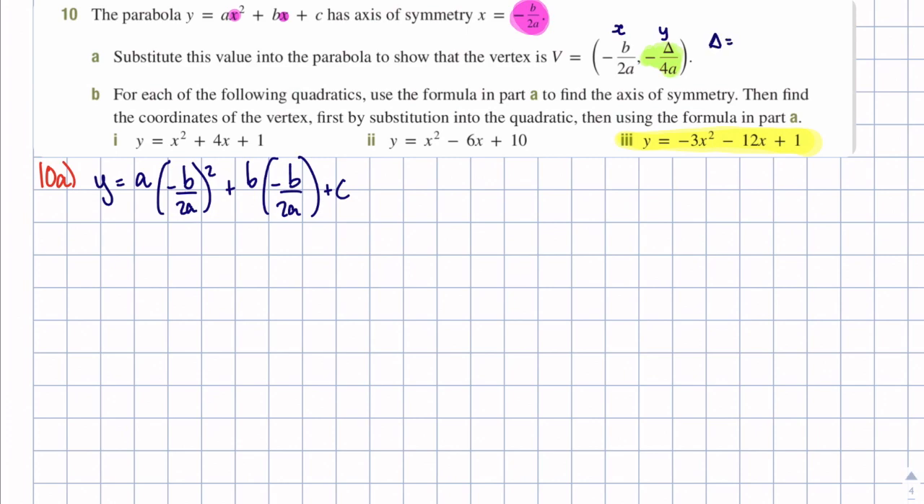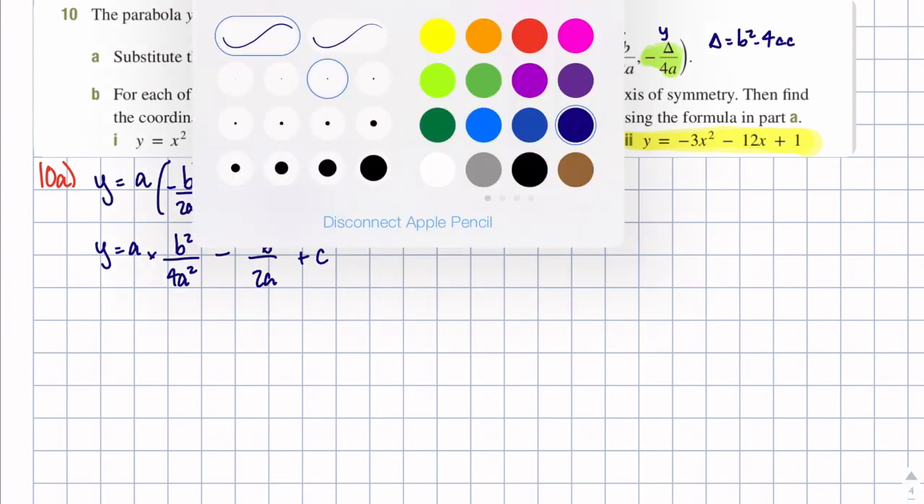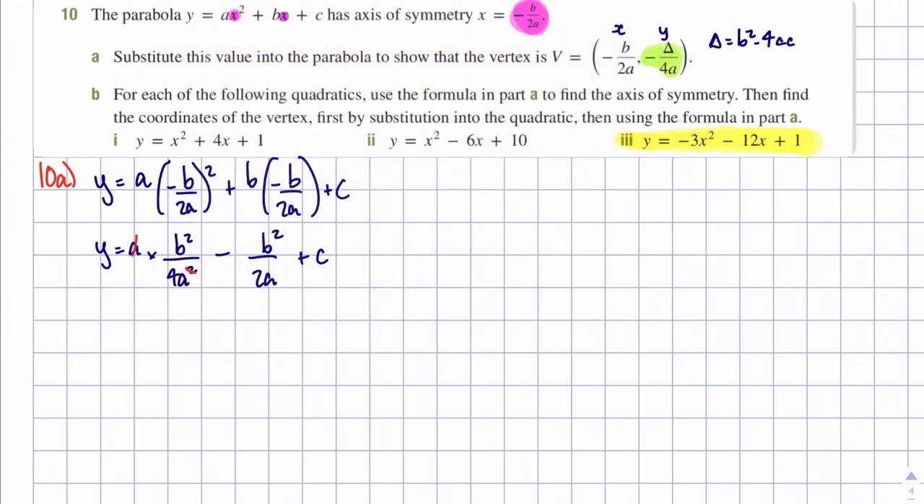Don't forget the discriminant is b squared take 4ac. So let's play with this. We've got y equals a times negative b over 2a all squared. The negative cancels out, like negative 1 times negative 1. We end up with b squared over 4a squared plus negative b times b, which is b squared over 2a, plus c. Instead of having this minus here, I'm just going to put minus here. So this a and one of these a's cancel out, and I end up with b squared over 4a take b squared over 2a plus c.